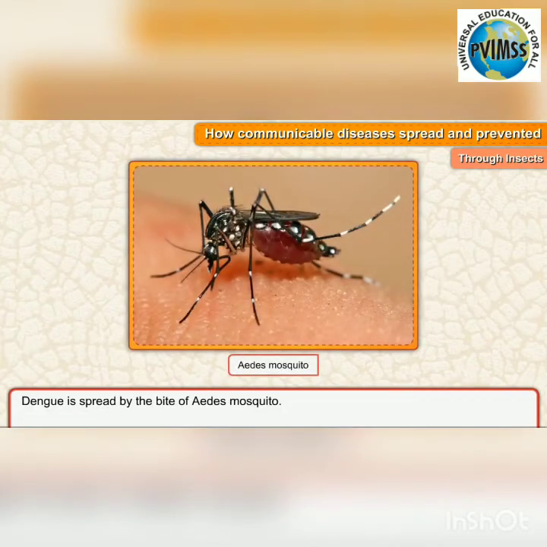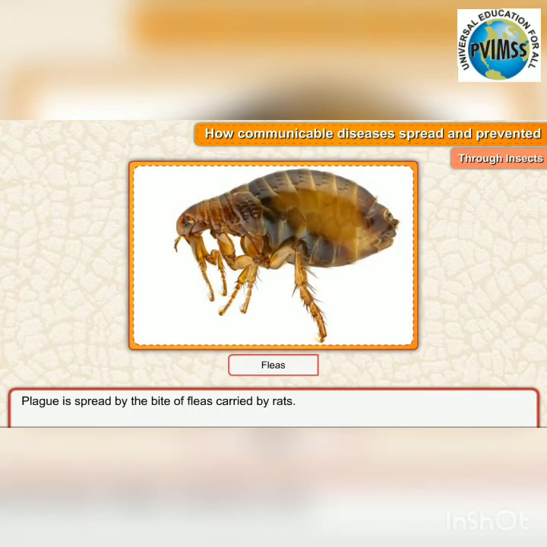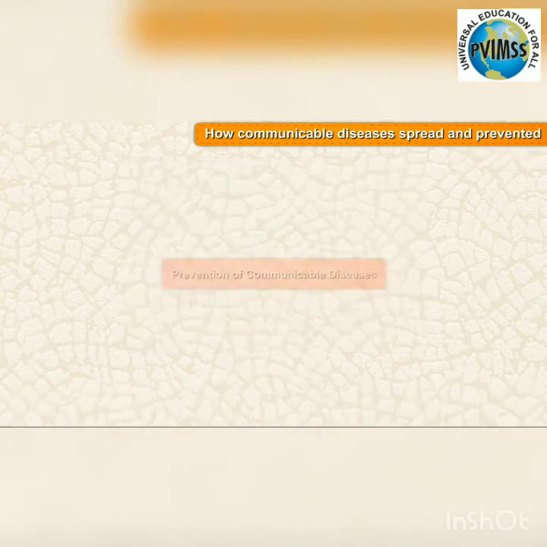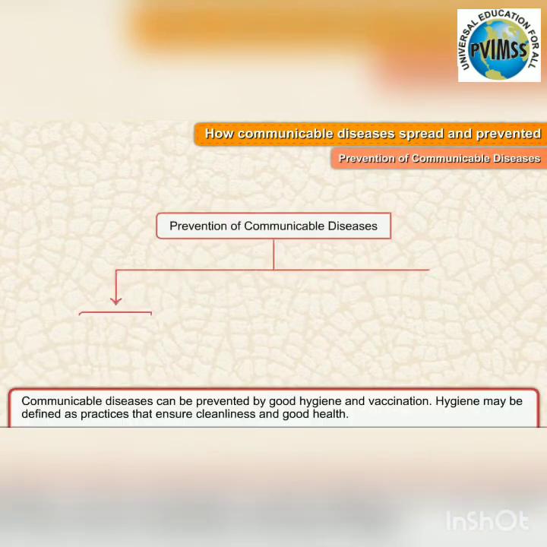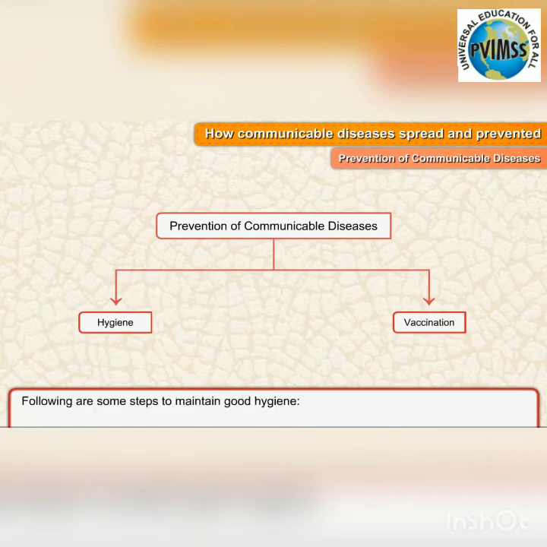Dengue is spread by the bite of the Aedes mosquito. Plague is spread by the bite of fleas carried by rats. Prevention of communicable diseases. Communicable diseases can be prevented by good hygiene and vaccination. Hygiene may be defined as the practices that ensure cleanliness and good health. Following are some steps to maintain good hygiene.